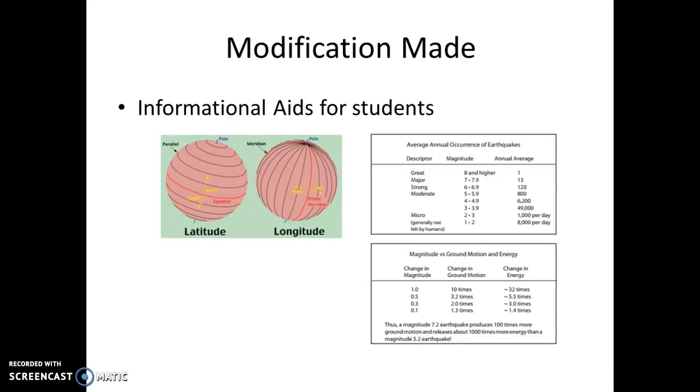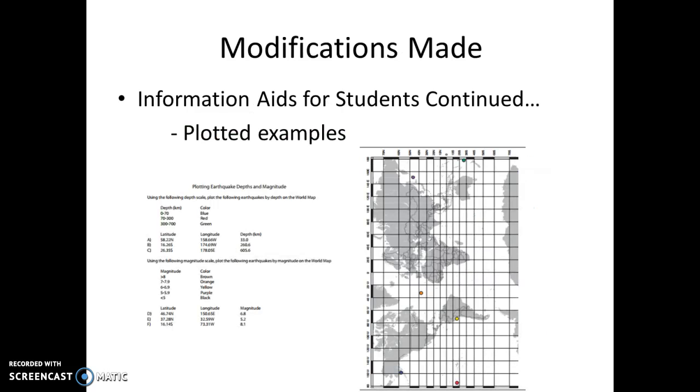So here's some informational aids for students, and this is available for all students. However, it was highly encouraged that students who scored a 6 or below, that they would pick up these aids. So it shows them what latitude and longitude is and how they work, and it also gives them examples of the magnitudes and whether or not those are high or low, and the annual averages of how often those happen, and just some additional information that might help them with this.